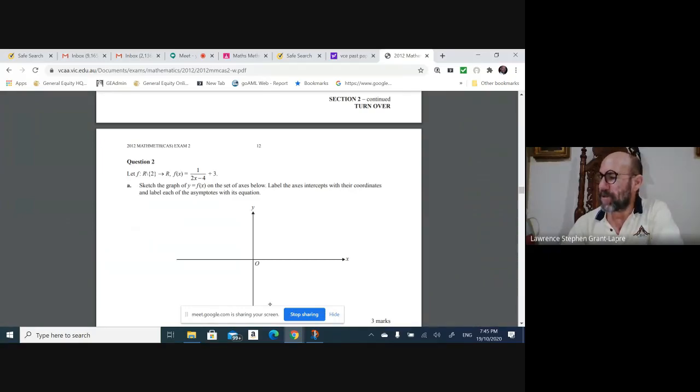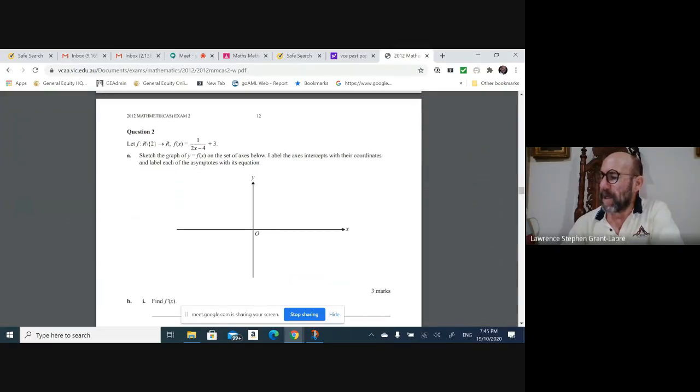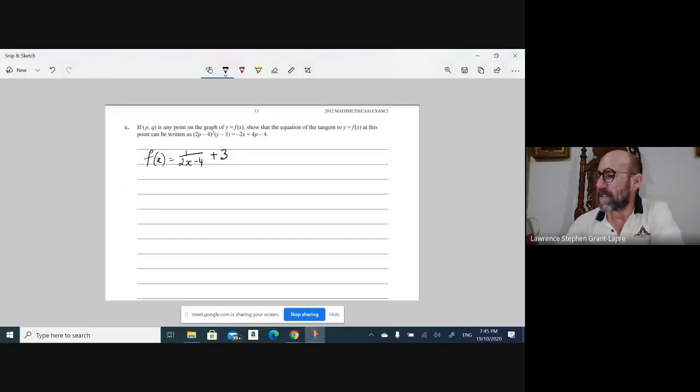Now, the curve which was drawn here has a negative gradient, and there is a particular point in part C. It says if PQ is any point on that function, and I've put that function here, show that the equation of the tangent to that function can be written as.